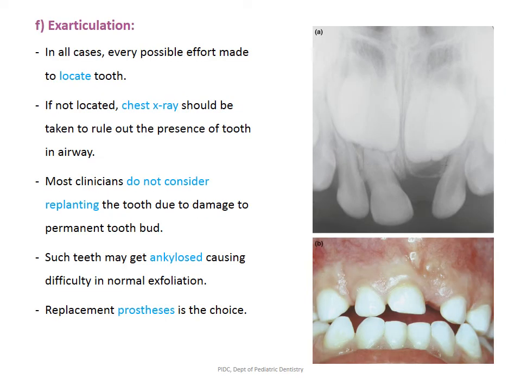Exarticulation type of injury, in all the cases it is possible. The most important thing is to locate the tooth. If it is not there in the oral cavity or in the socket, we need to locate the tooth. So to locate the tooth, we need to take chest x-rays to rule out the presence of the tooth in the airway.